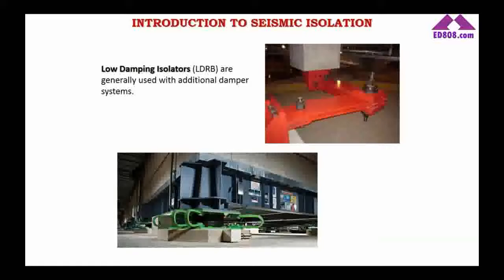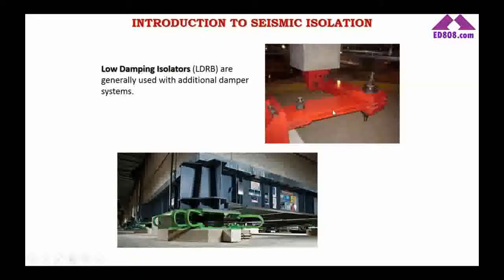They are mostly used with additional dampers, because, as we said, there are two benefits of isolation. One is period elongation. The second one is additional damping. If you do not benefit from the damping of the rubber itself, then only period elongation in most cases is not enough. So what we do, we use these low damping rubber isolators with external additional damper systems.